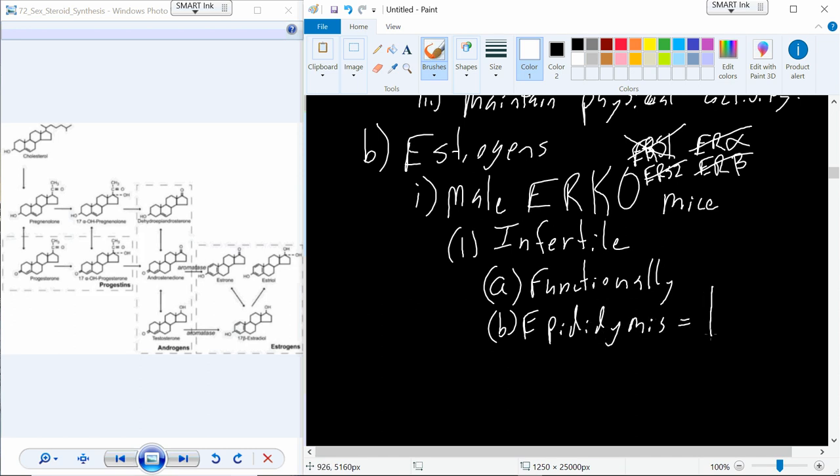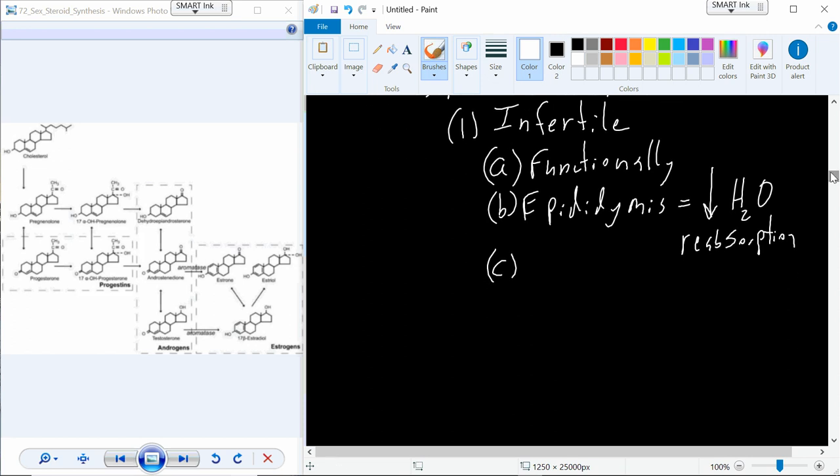The epididymis has a decrease in its ability to reabsorb water. Now, because the epididymis decreases its absorption or reabsorption of water, the sperm cells become concentrated. And non-fluid or concentrated sperm is not effective functionally at fertilizing a female.